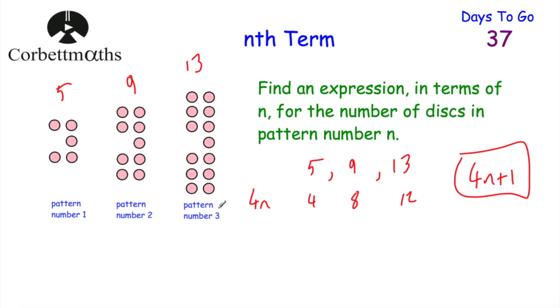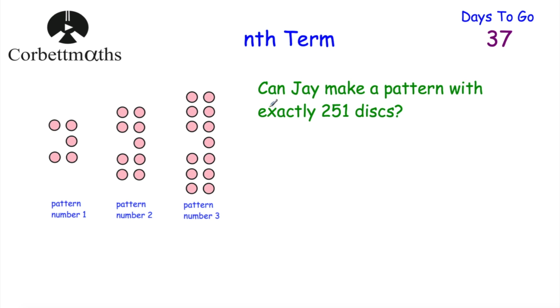And let's just check that. 4 times 3 is 12, plus 1 is 13. 4 times 2 is 8, plus 1 is 9. 4 times 1 is 4, plus 1 is 5, and so on. So the number of discs in pattern n would be 4n plus 1. And that's great because if they say pattern 100, I could say 4 times 100 is 400, plus 1 is 401, and so on. Okay, next we're asked, can J make a pattern with exactly 251 discs?